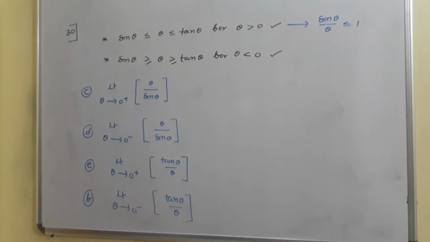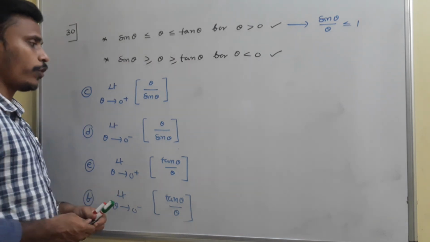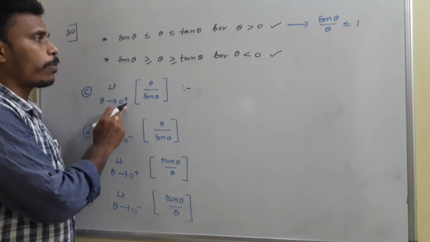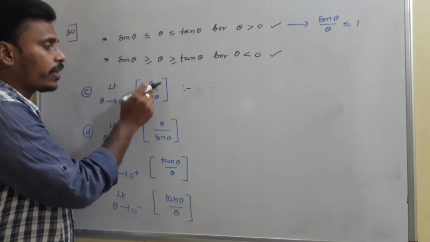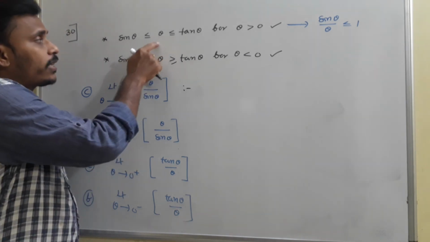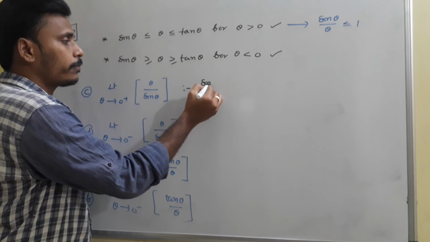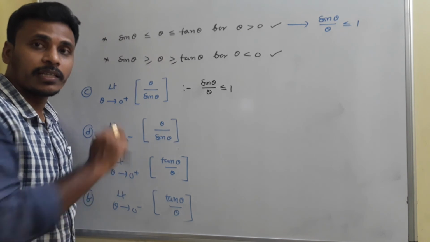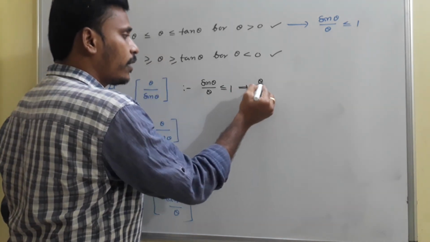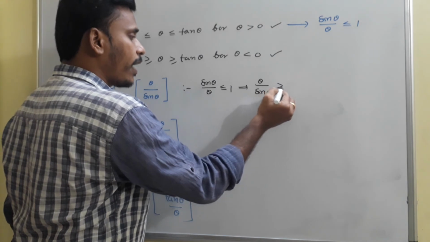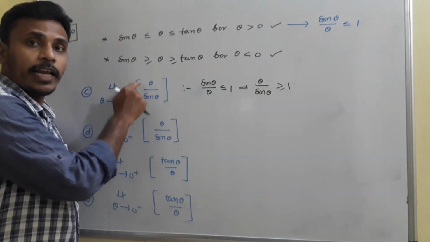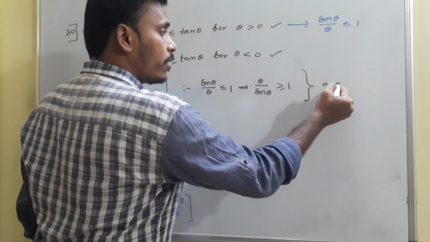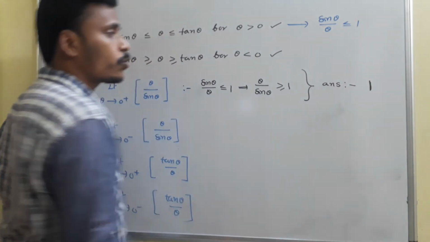So just look there, some more simple problems. For this situation, limit theta tends to 0 plus, theta by sin theta. Theta tends to 0 plus in the sense theta is positive. I am thinking about theta by sin theta. So sin theta by theta is less than or equal to 1. But I need theta by sin theta. If you reciprocate, we will get that theta by sin theta is greater than or equal to 1. So what is your answer? Since it is greater than or equal to 1, your answer is 1.